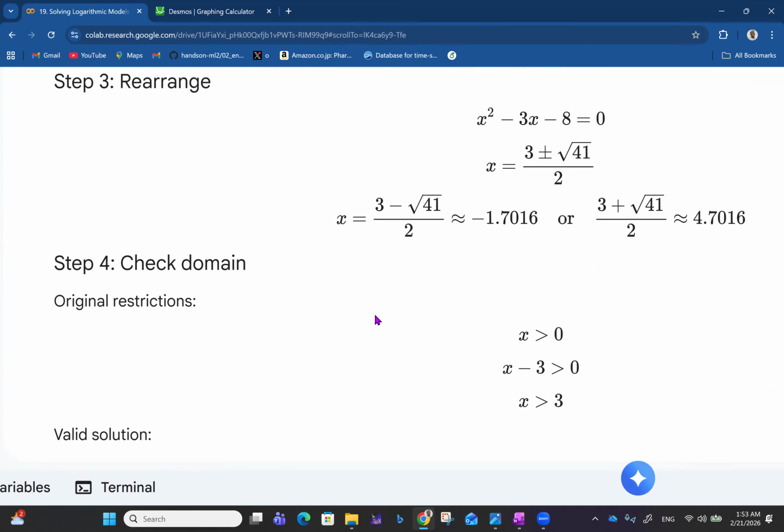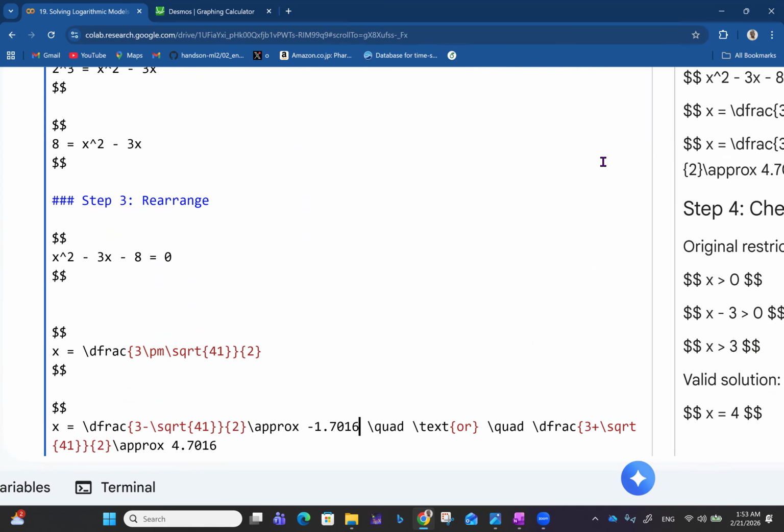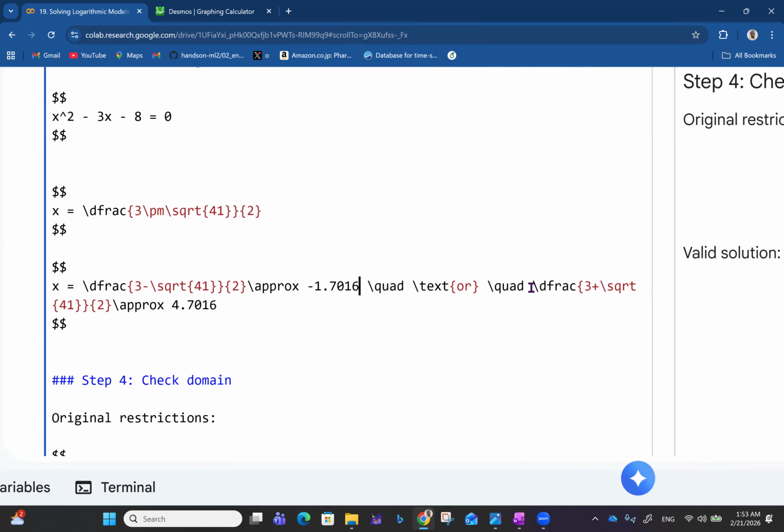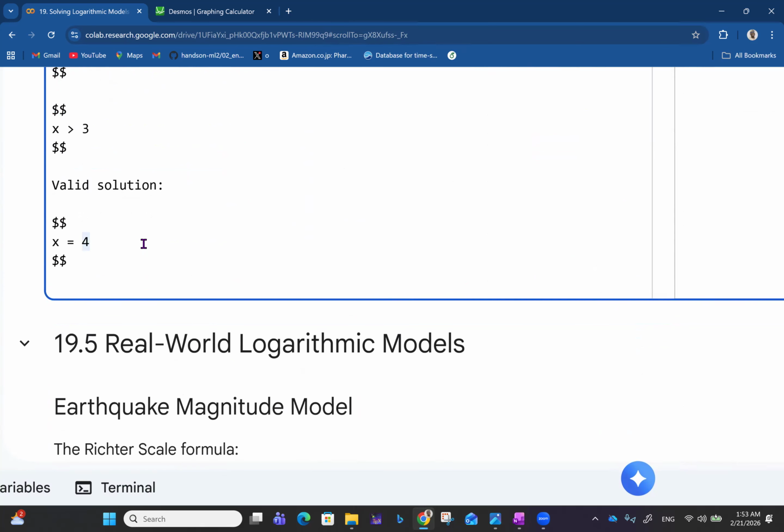Now, original restrictions. x should be greater than 0, and x minus 3 should be greater than 0. That means x is greater than 3. So the valid solution will not be the first one. The only valid solution is this one, the second one. So the only valid solution we have is this one now.